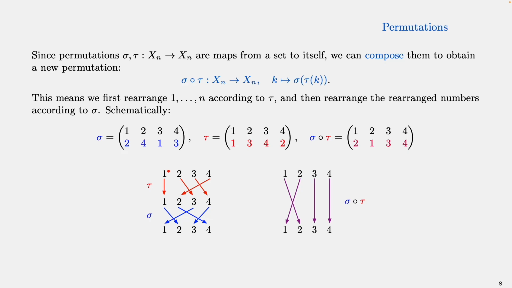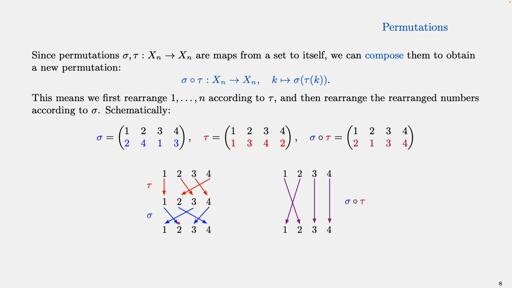1 is fixed, so 1 gets mapped to 2. 2 goes to 3. 3 goes to 4. And 4 goes to 2. And after we're done with that, we apply the permutation sigma. And with sigma, 1 goes to 2. 2 goes to 4. 3 goes to 1. 4 goes to 3. And to get the composed permutation of those two, we simply follow those arrows.